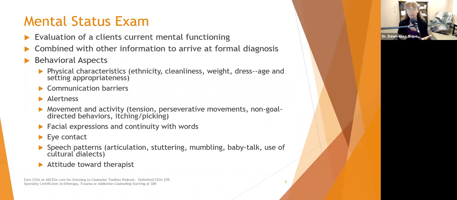So what is it that we're looking at in a mental status exam? The first thing we're looking at is your behavioral aspects. When the client walks into your office, are they dressed appropriately for the weather and for the situation? Have they bathed? People with major depressive disorder often don't have the energy to bathe, so that might be an issue that we've got going on.